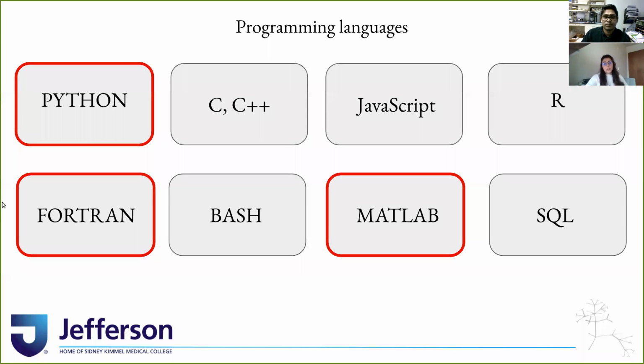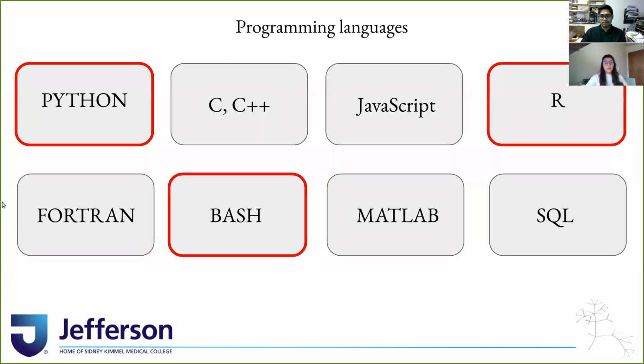My husband, for example, is an astrophysicist and he's working mostly in Python, MATLAB, and Fortran, while I'm jumping between Bash, Python, and R.